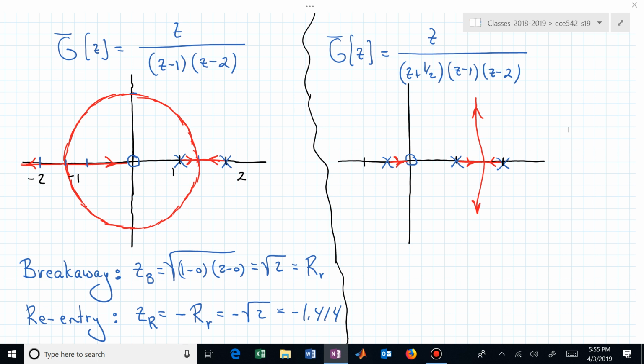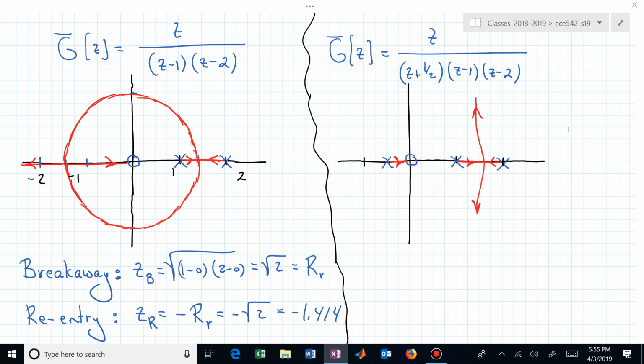And finally, any point to the left of the origin has a 0 giving you 180 degrees and 2 poles giving you 180 degrees. And now one of those poles cancels the zero's angle, and you are ending up with minus 180 for any point to the left of the circle. So what's one of our rules?